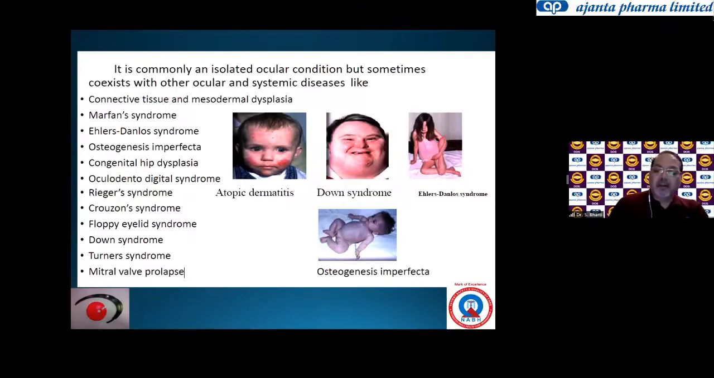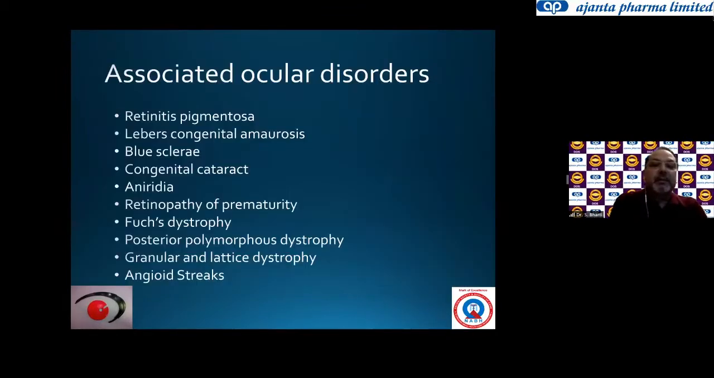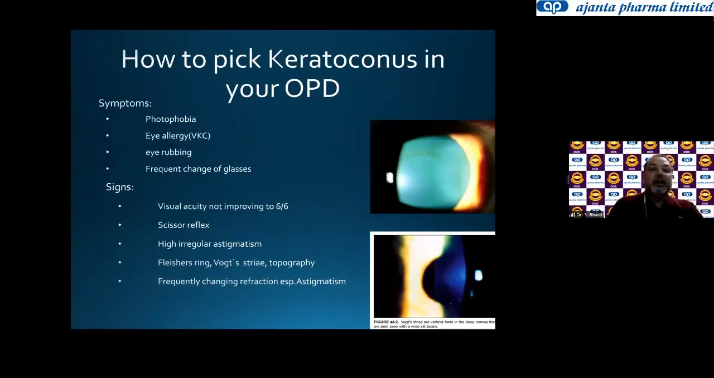So there's a lot of association with the systemic, and associated ocular disorders are retinitis pigmentosa, Leber's congenital amaurosis, blue sclera, and ROP, etc., where you find that all these patients have more possibility of developing ectasia or keratoconus in their life. So how to pick keratoconus in your OPD?